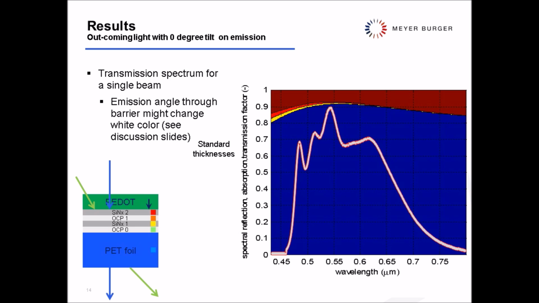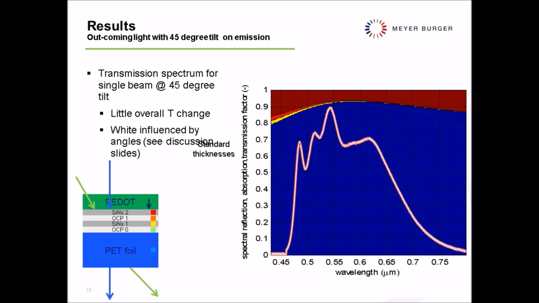So we start with a 0 angle. We can see that it's already a little bit different than the Lambertian emission. Here the peak is more moved towards short wavelength. If we then compare to the 45-degree tilt, like we see in this picture, we see now that the peak has shifted again to more of a red side, so more longer wavelength. Again, are we influencing the white because of angle of emission? We will see this in the discussion slides.